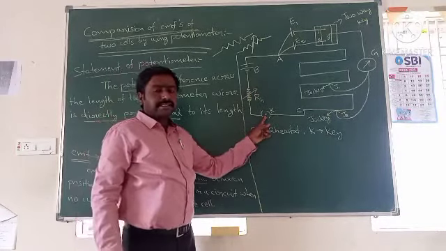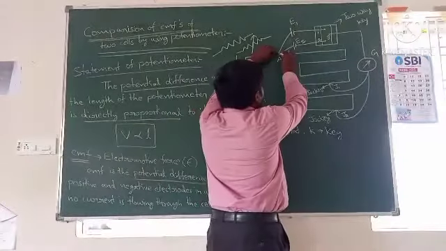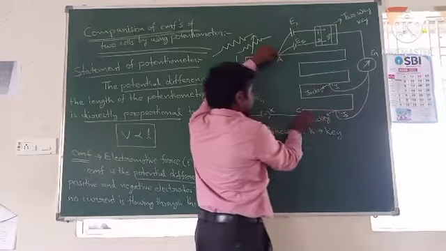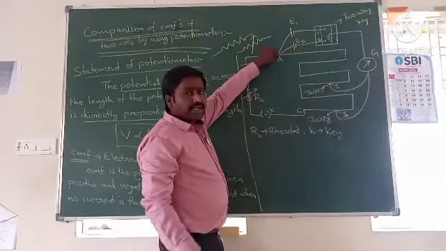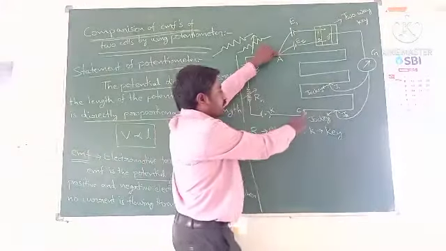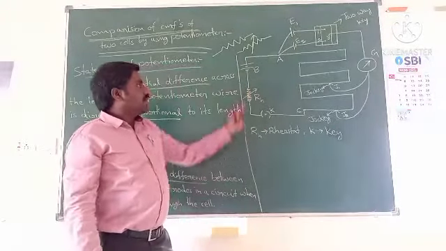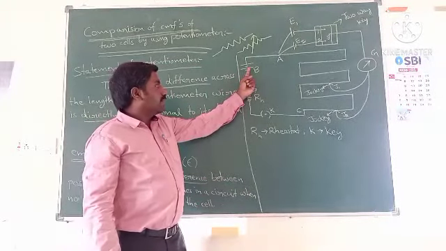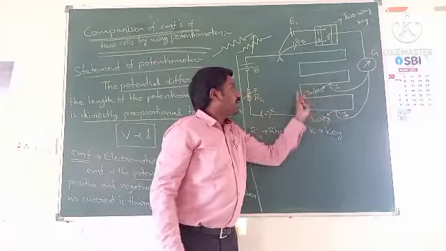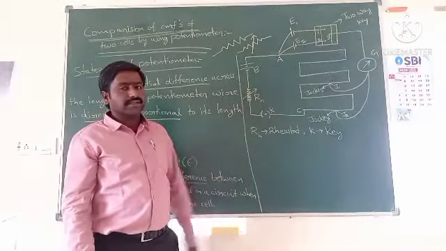A key acts as an on-off switch, and from A to C, this is the potentiometer wire. One end of the potentiometer wire is A and the other end is C. So in the primary circuit, the battery or cell B, rheostat, key and potentiometer wire are connected in series as shown in the figure. So this is the primary circuit.